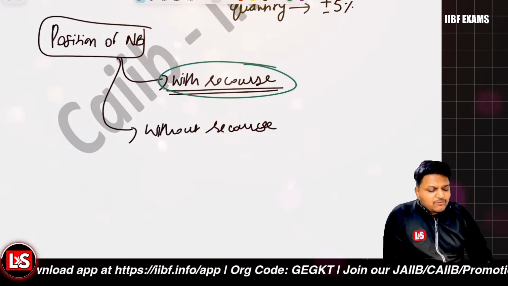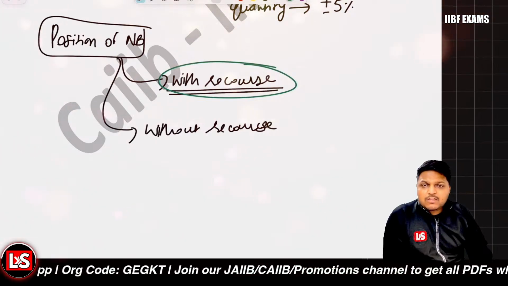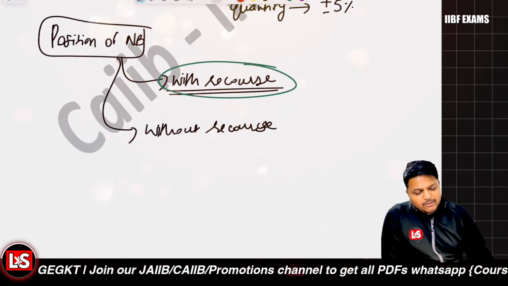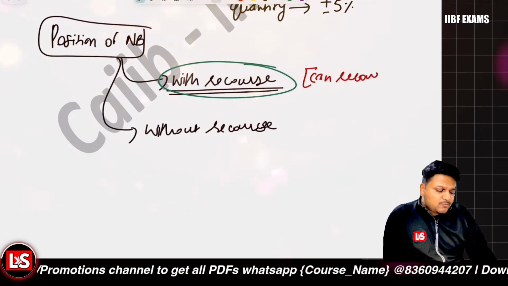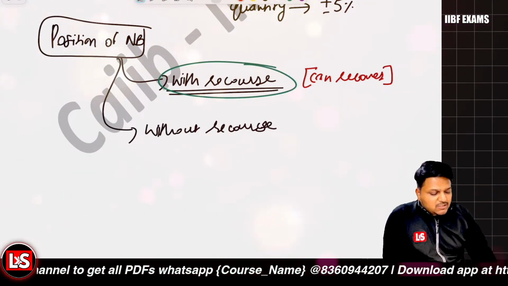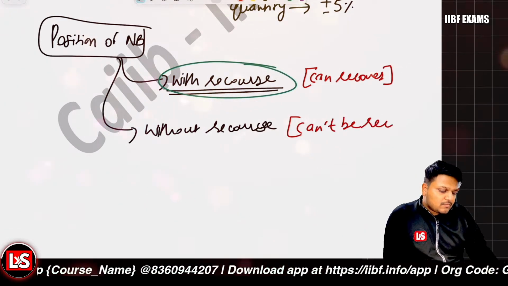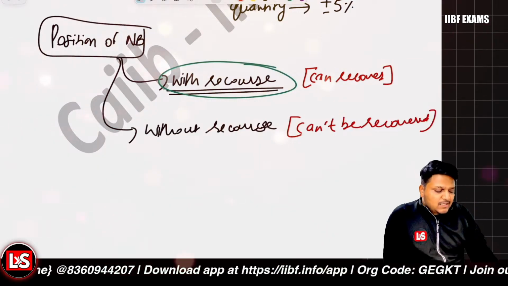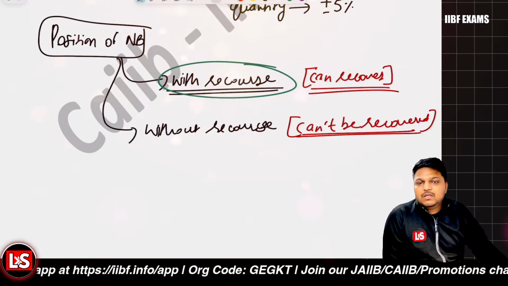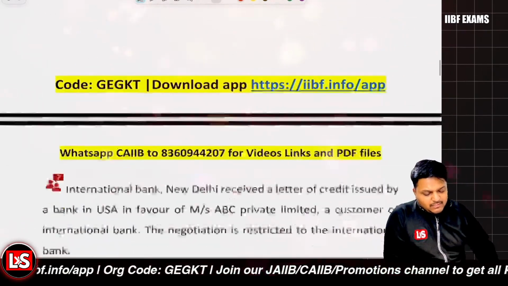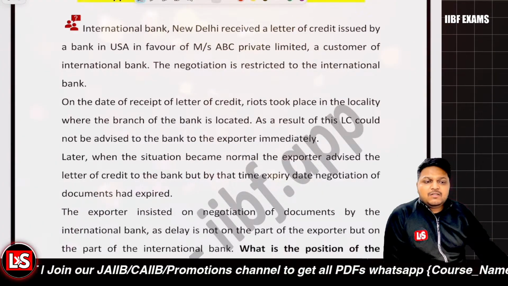That if the documents have not been, let's say, honored by the opening bank, and if these are with recourse, then definitely the negotiating bank can recover the amount from the exporter. And in case of without recourse, the amount can't be recovered. Clear with it? Now, let's move toward the next case study. It's the third one now.